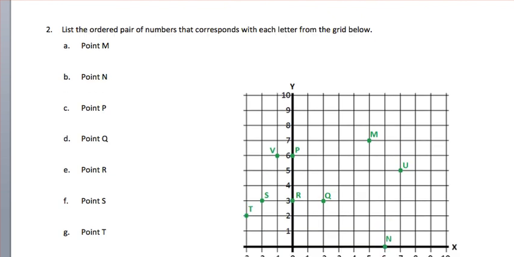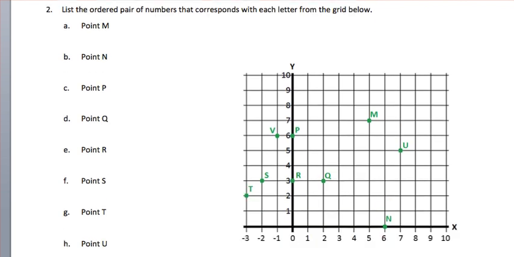Now in exercise 2, we're going to list the ordered pair that corresponds with each letter on the grid. So we are finding locations and then describing those locations. First we have point M. Now point M is right here.